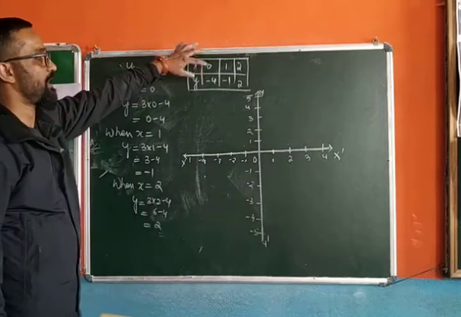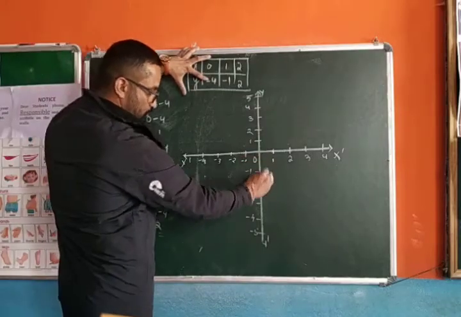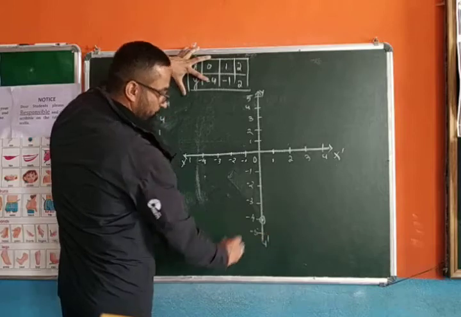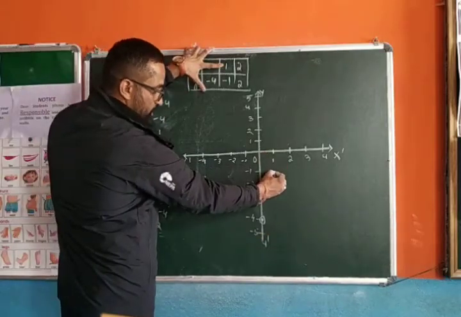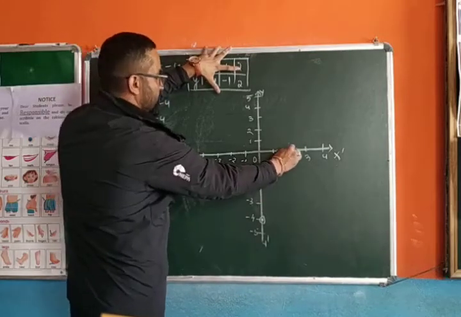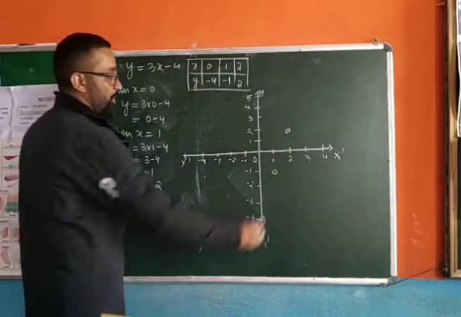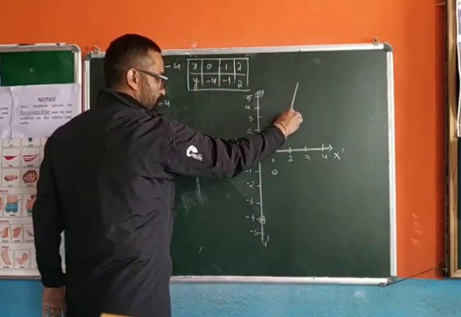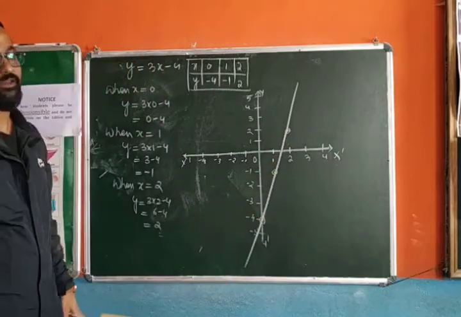Plot these points now. X is 0, y is minus 4. X is 1, y is minus 1. X is 2, y is 2. Join these points using a ruler so that you get a straight line.